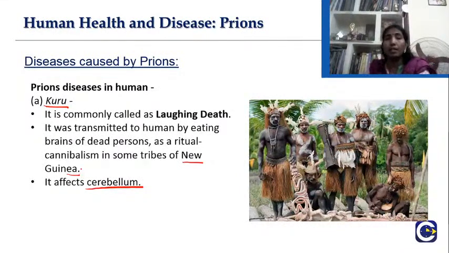So, what is happening in this kuru? The prion is going to change the folding of those proteins, bringing about an incurable degenerative change in the cerebellum, resulting in death of the person.